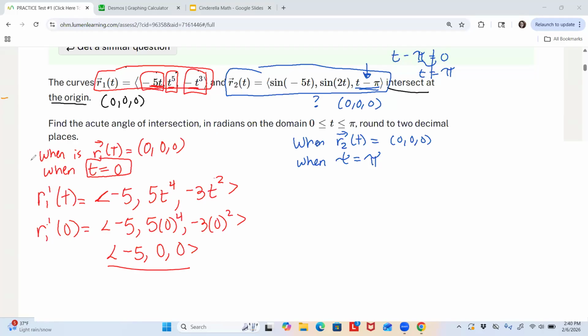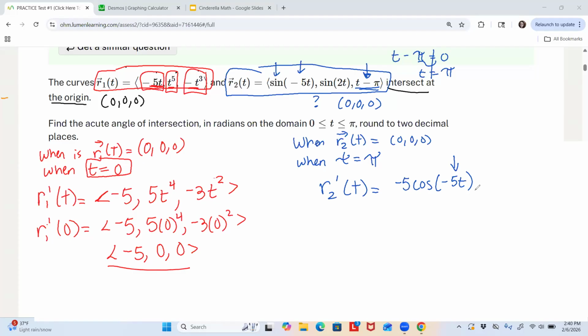Okay, let's do the same thing on R2. Let's take the derivative, so R2 prime of t. Derivative of sine is cos, keep the argument times the derivative of the argument, which is negative 5.